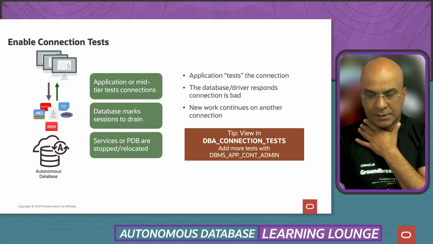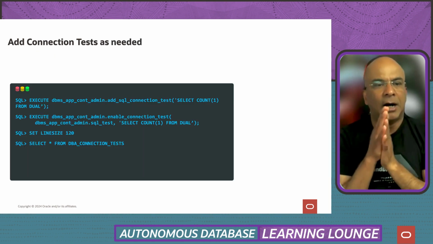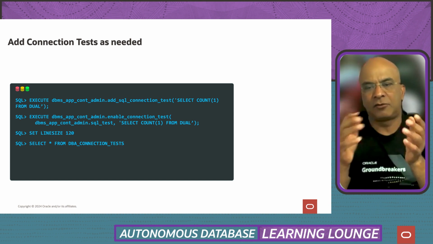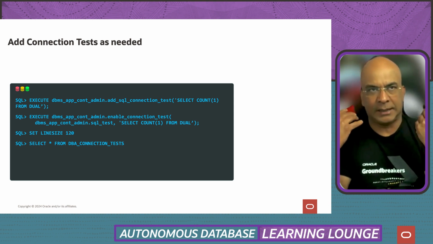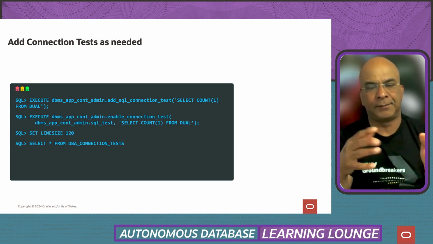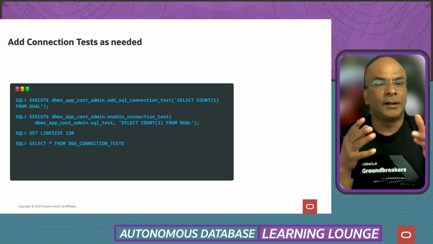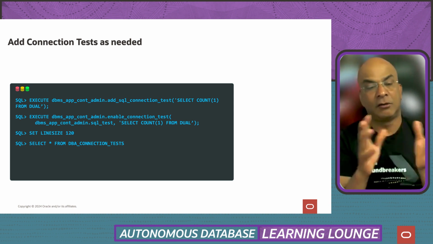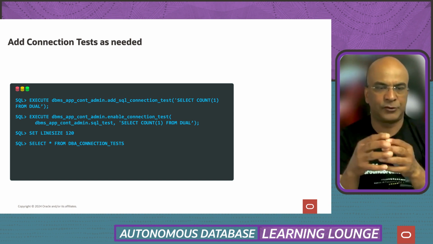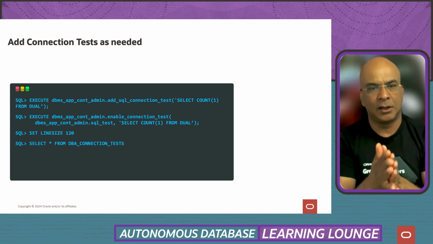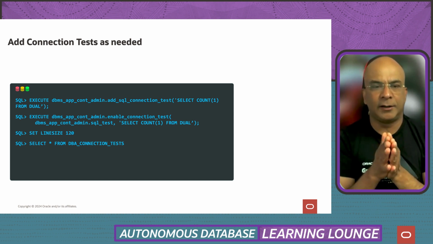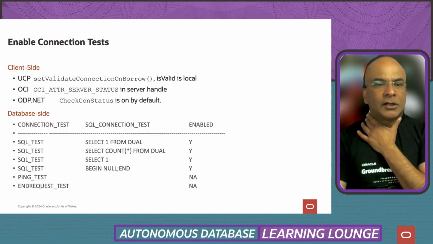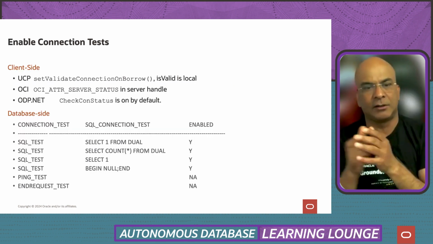For example, we can tell them, execute DBMS_APP_CONT_ADMIN.ADD_SQL_CONNECTION_TEST, select count star from dual. If select count star from dual fails, that means the connection is bad, so you can do something else. The way we do it is we add that SQL connection test and enable it. Then you can select star from the view to see the available DBA connection tests. This is provided for those app servers which do not have it built in, and I'll show you some of the app servers which already have it.